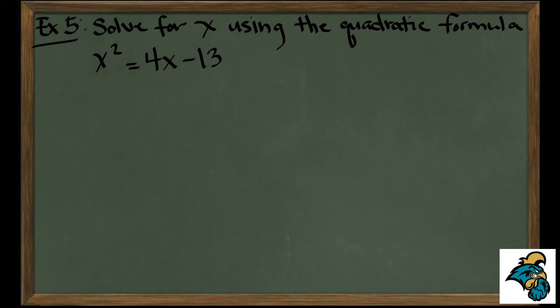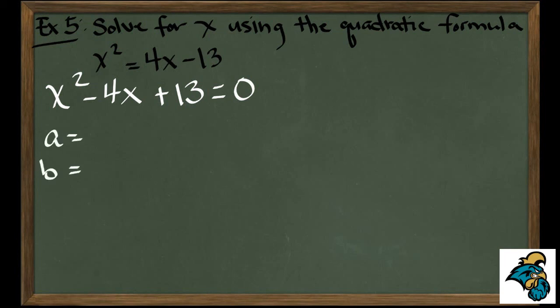So I'm going to take my 4x and my minus 13 and move it to the left-hand side. I'm going to do that by subtracting 4x and adding 13 to both sides. That's going to leave me with x squared minus 4x plus 13 equals 0. I have the 0 on the right-hand side. Now I can identify my a, my b, and my c. My a is 1, my b is negative 4, my c is 13. Then I can begin plugging into the quadratic formula.